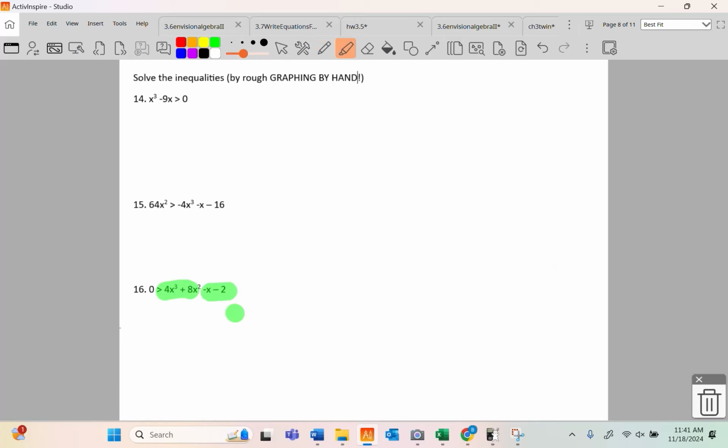Four terms is usually factored by grouping. What can you pull out of 4x cubed and 8x squared? Pull out 4x squared.